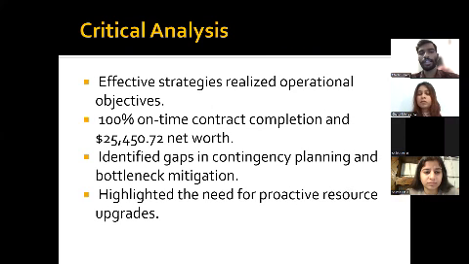So, for the critical analysis over here, we can say there was an effective strategy to achieve operational objectives. We had 100% on-time contract completion, and we also identified gaps in contingency planning and bottlenecks. Also, we need to highlight the need for proactive resource upgrades.